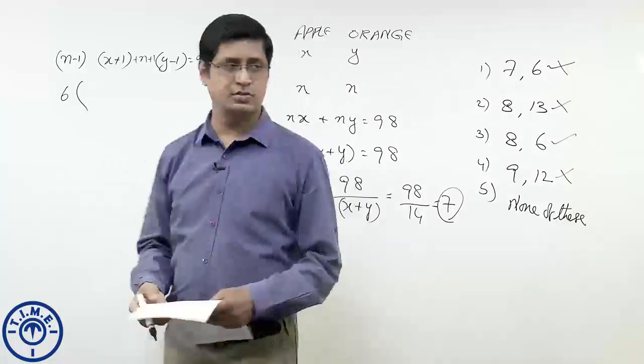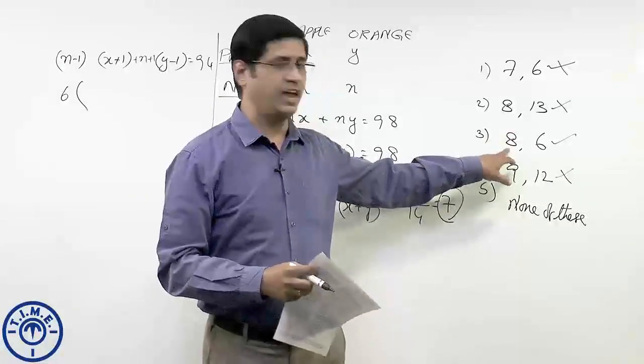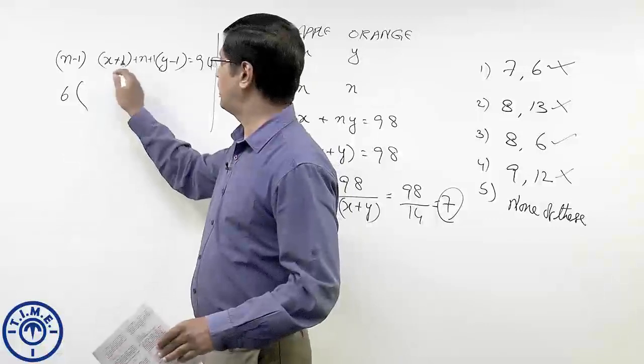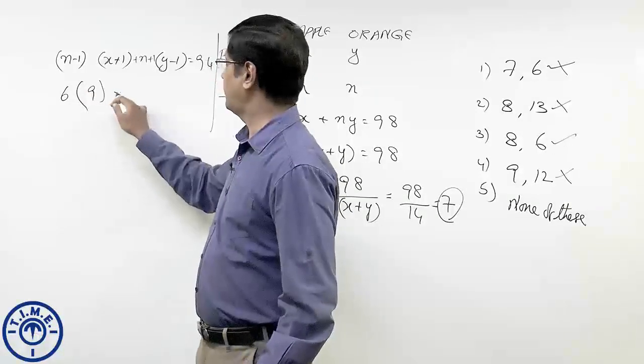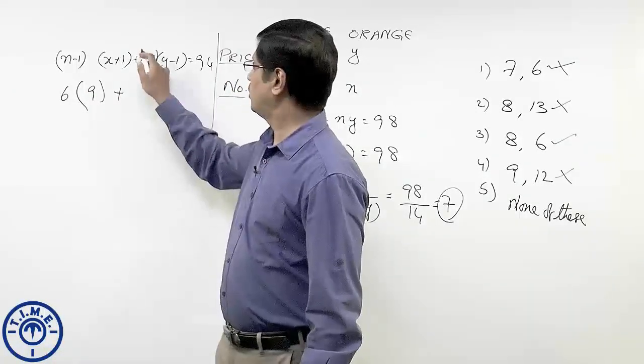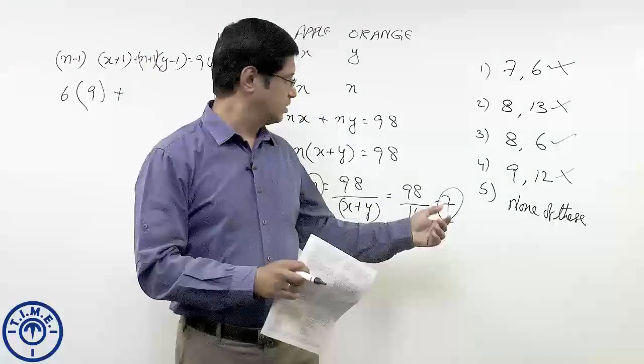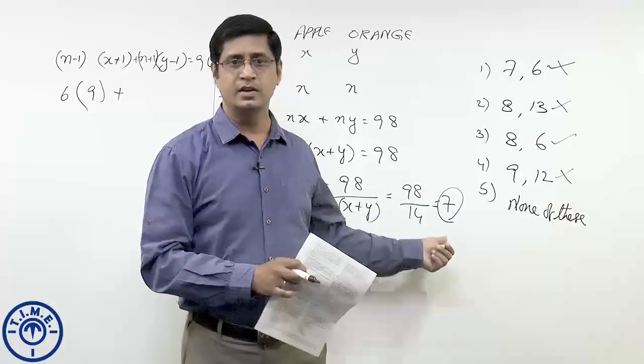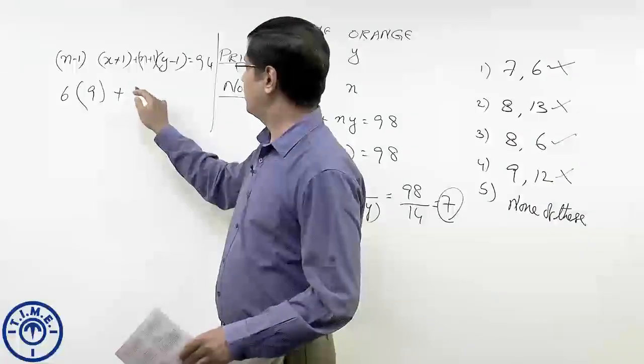The value of x, what is the value of x? It is 8. So, when you substitute, 8 plus 1 becomes 9. Then what is the second case here? The n plus 1. N plus 1 means the value of n we got, 7. 7 plus 1 means it is 8.